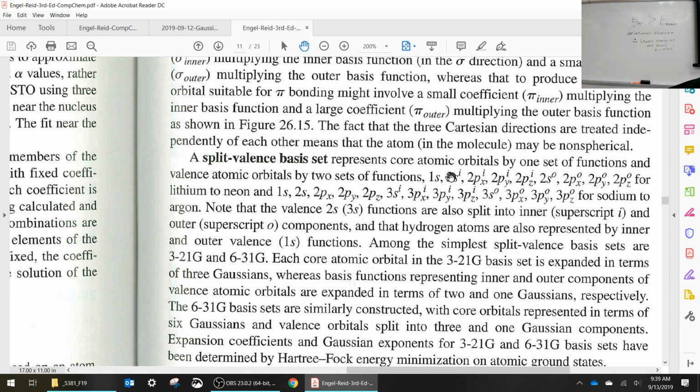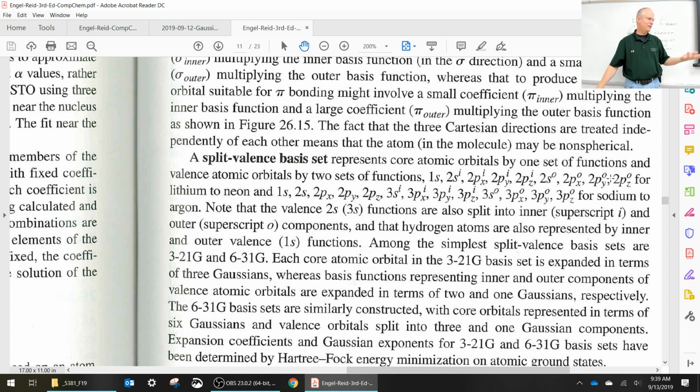The 1s and then the 2si, 2px, 2py, 2pzi, those i's stand for inner, and the o's here stand for outer. And so it's just taking the valence electrons and splitting them into inner and outer, and that helps correct, again, for that important bonding region. The valence band does all of your bonding.